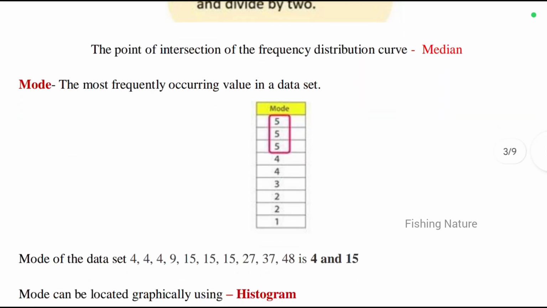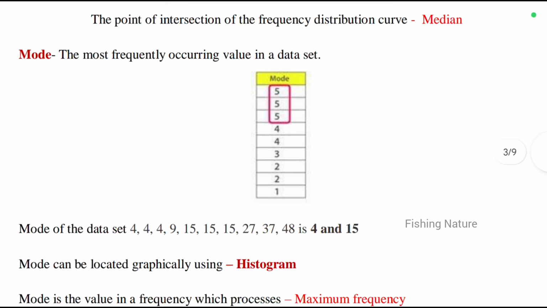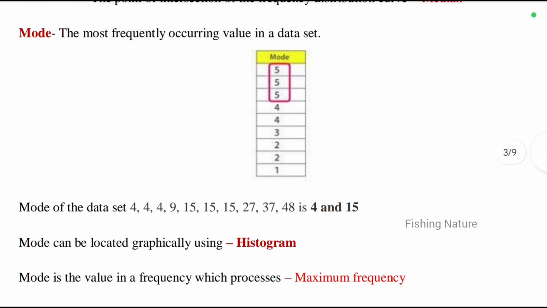It is the median. Median curve means the point of intersection of the frequency distribution curve is the median. Next, the most frequently occurring value in a data set. How many times more than other numbers does it occur in the value set? It is the mode. Here you can observe this example.